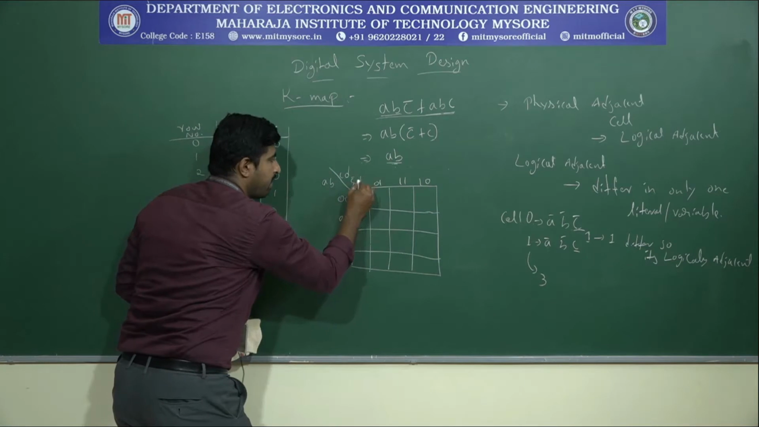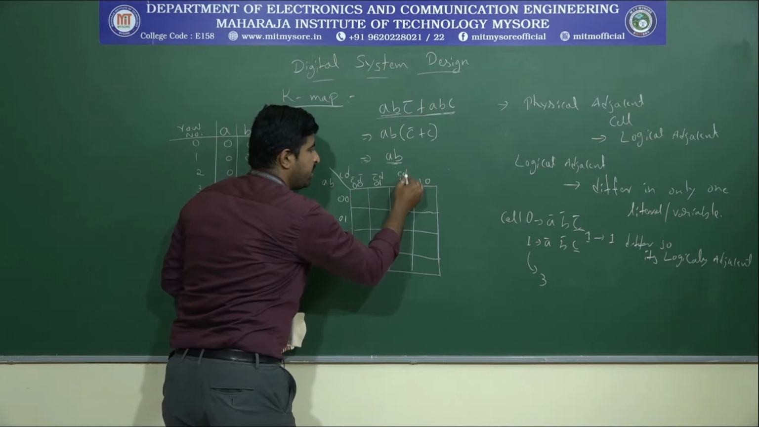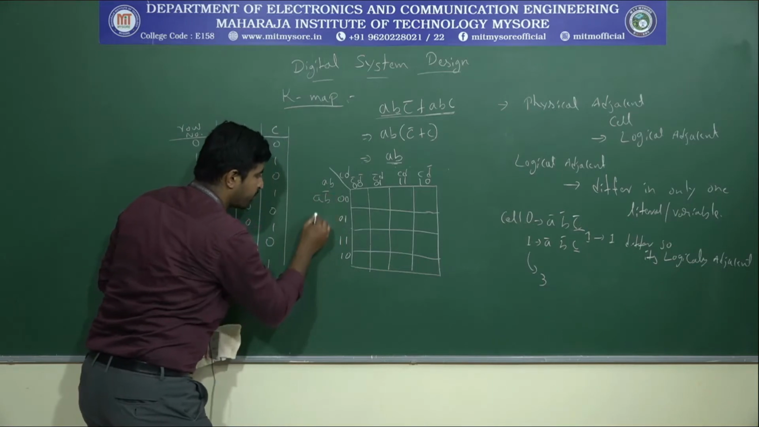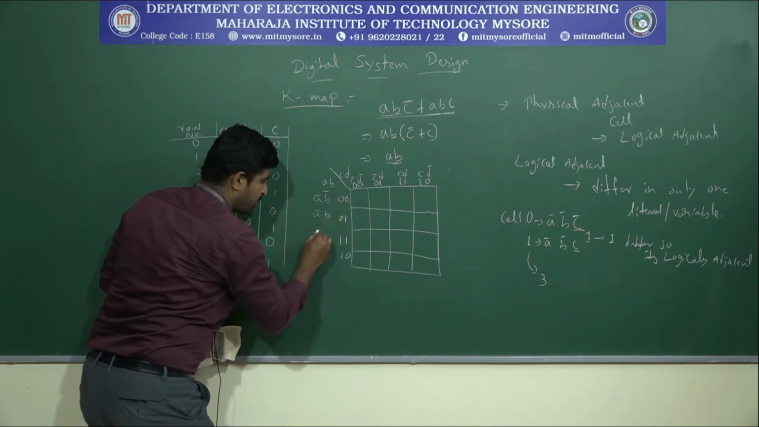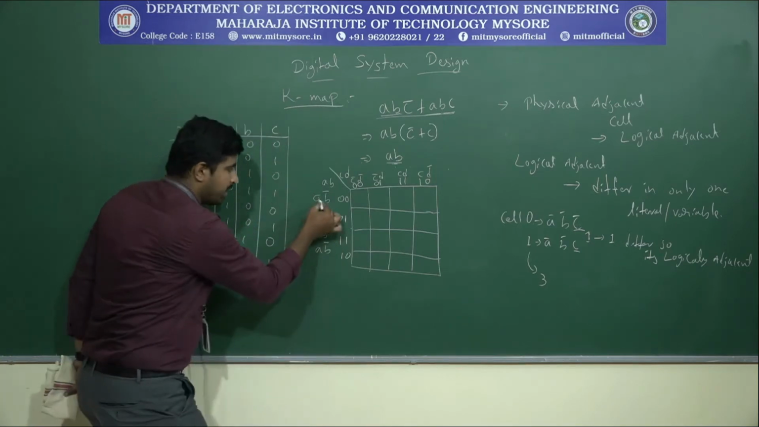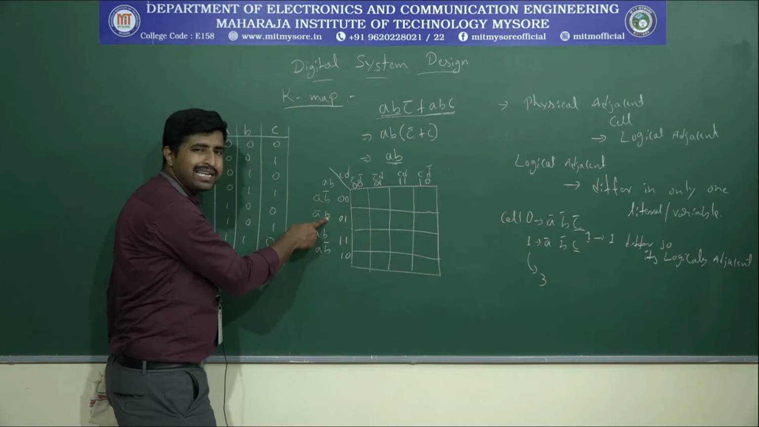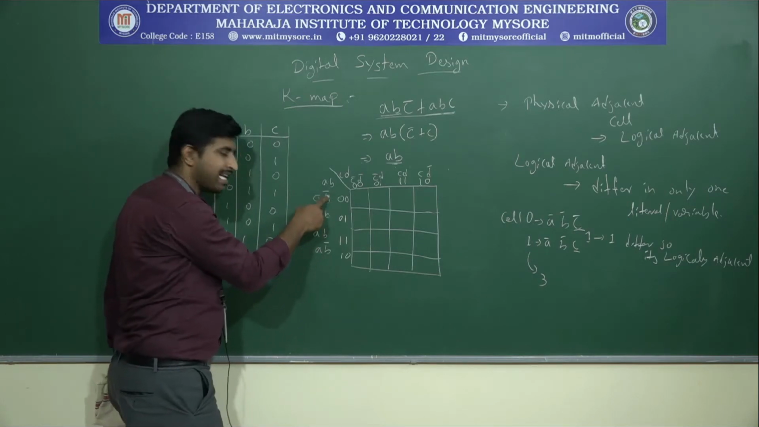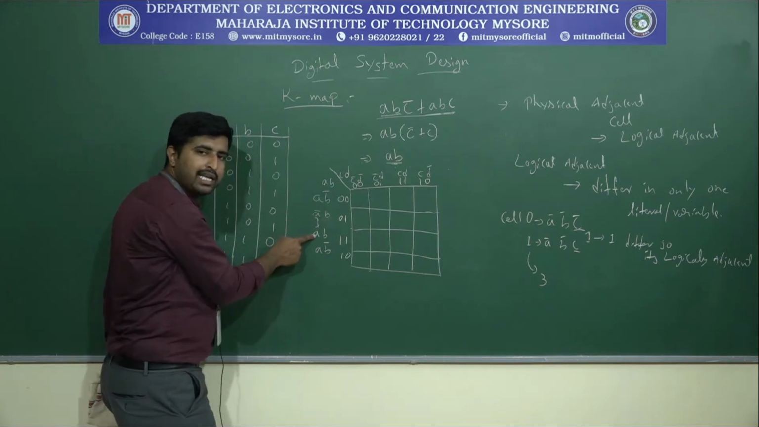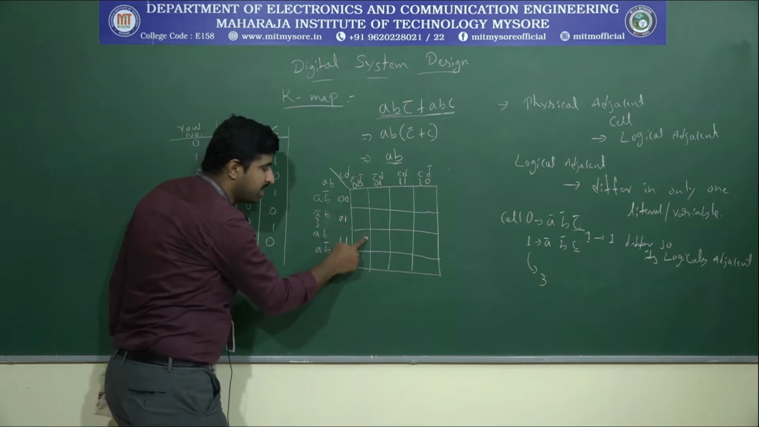See again here C bar D bar, C bar D, C D, C D bar. Similarly here A bar B bar, A bar B, A B, and then A B bar. See, in this only one literal has been changed. From A bar B bar to A bar B, only B has made a transition. Only one literal has been changed, so that's why these two are adjacent.